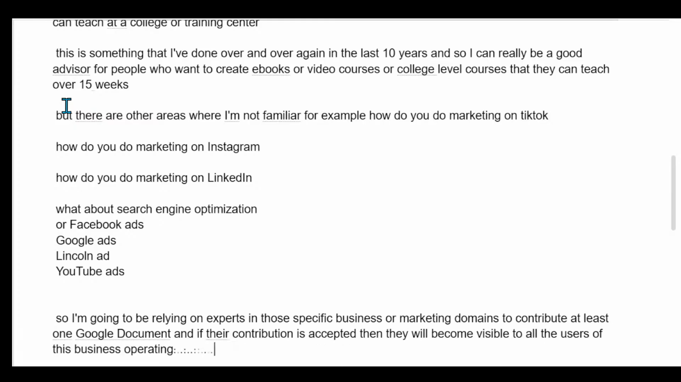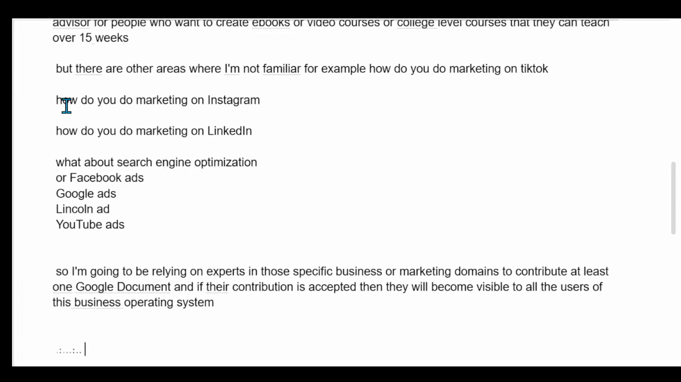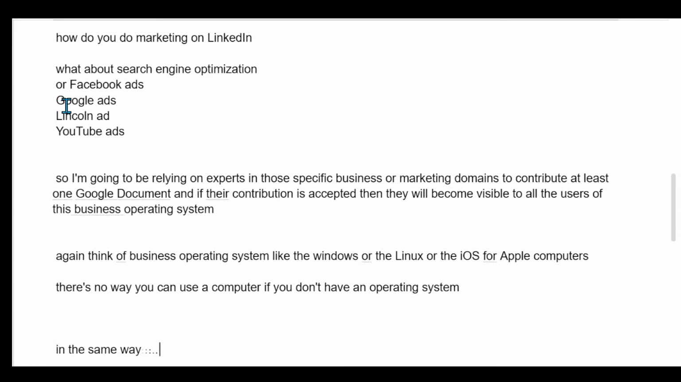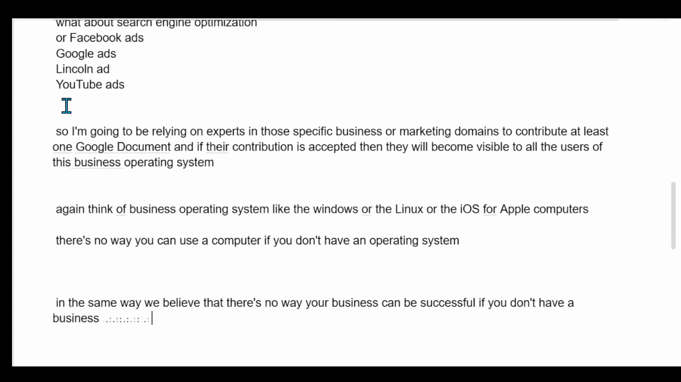operating system. Again, think of a business operating system like the Windows or the Linux or the iOS for Apple computers. There's no way you can use a computer if you don't have an operating system. In the same way, we believe that there's no way your business can be successful if you don't have a business operating system.